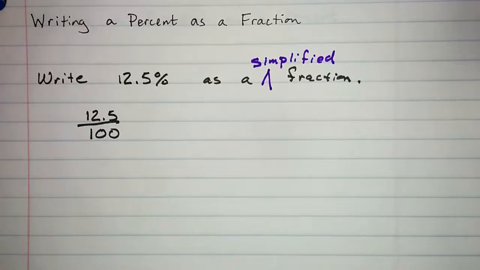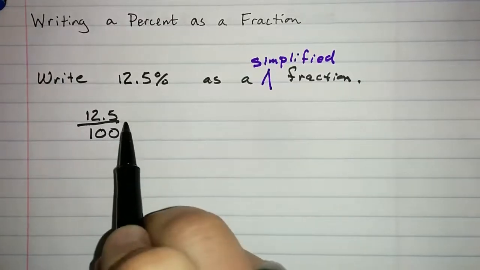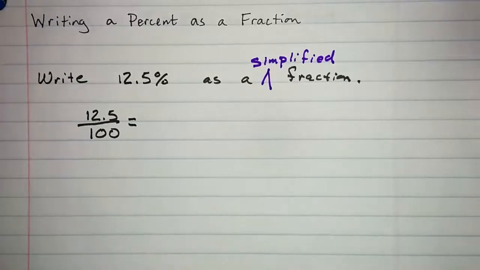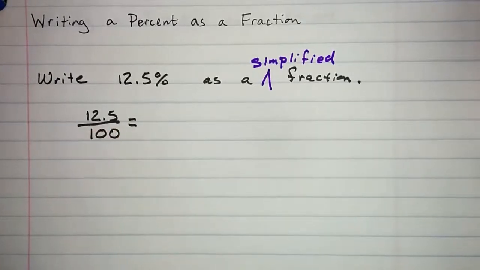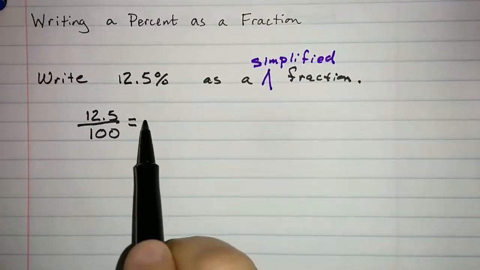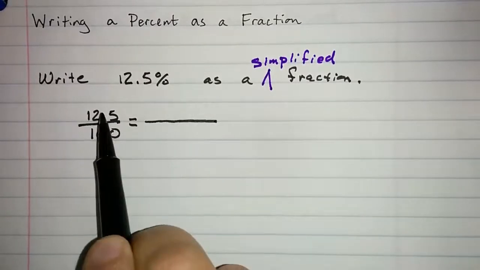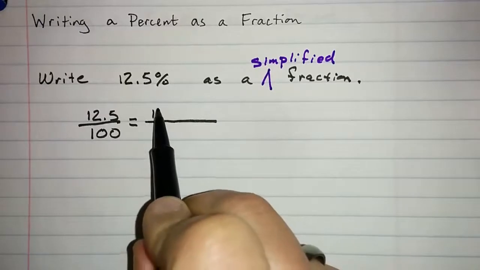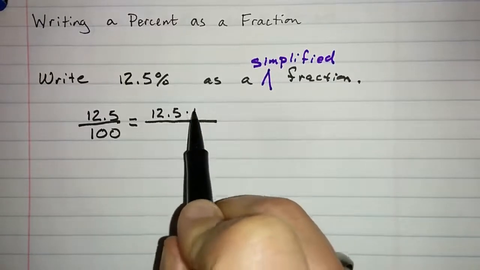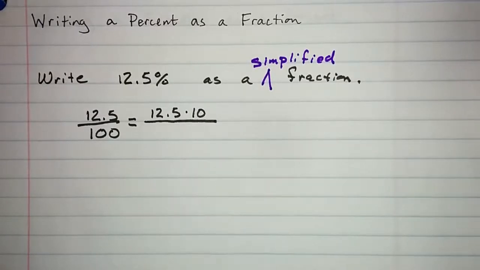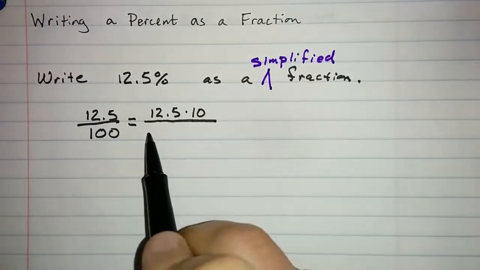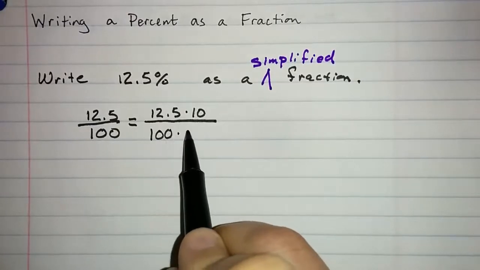Otherwise, we're going to have to simplify this fraction. So how should we do it? Well, right now it's a complex fraction, isn't it? Because it's got this decimal in the numerator. How will we make that go away? Well, we'll need to multiply 12.5 times 10. But that means we're going to have to multiply the denominator by 10 also.